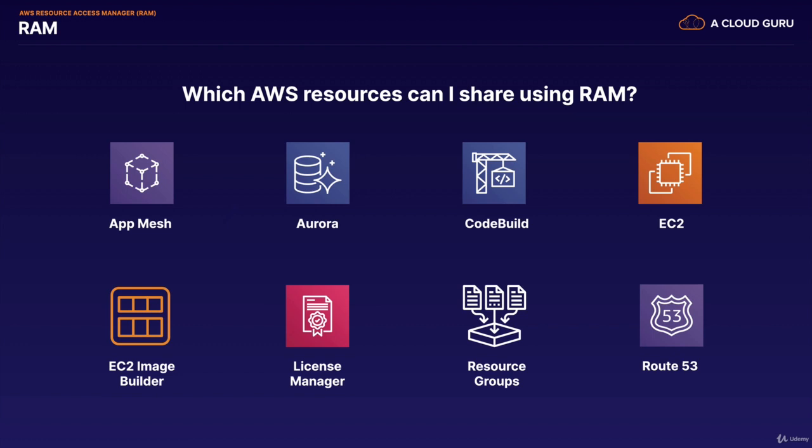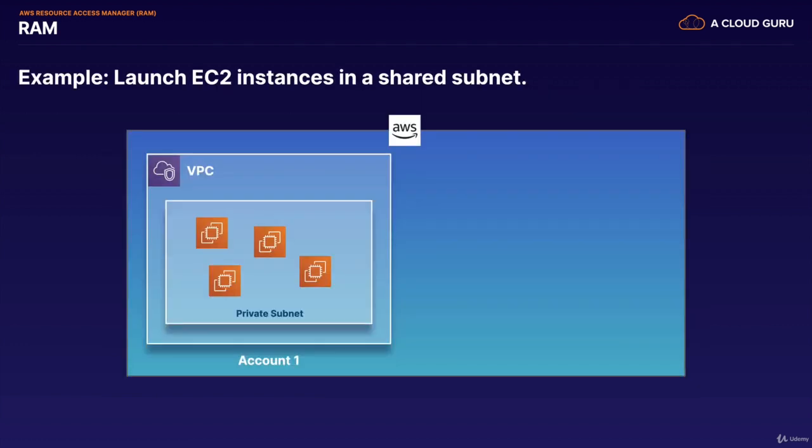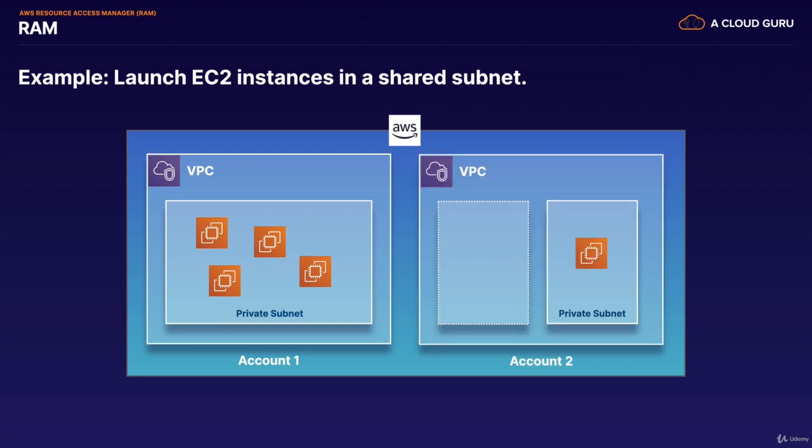So let's take a look at an example here. Let's say we want to launch EC2 instances in a shared subnet across accounts. Say we have 2 AWS accounts, Account 1 and Account 2. And we have a private subnet in Account 1 that we want to share. Then Account 2 is able to see this private subnet in Account 1. This lets Account 2 create resources in Account 1's private subnet, like EC2 instances.